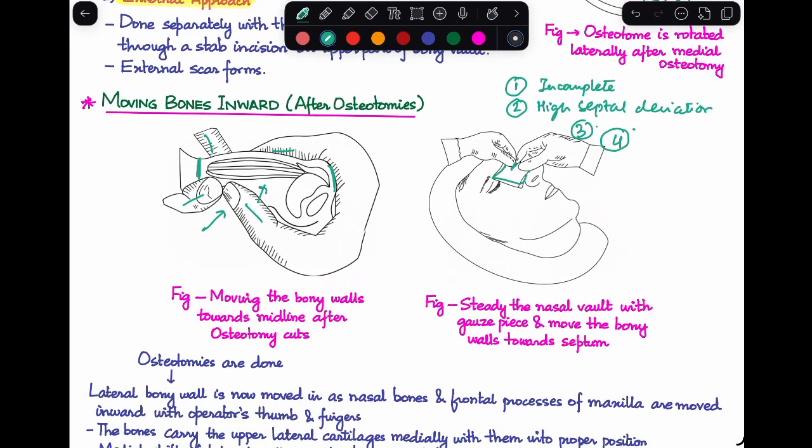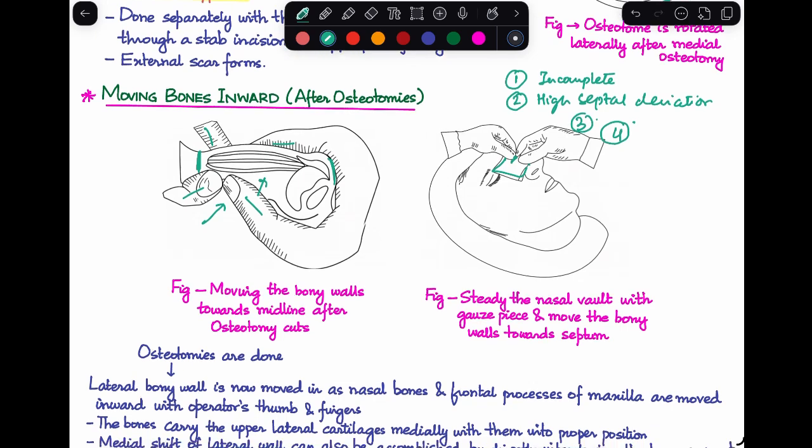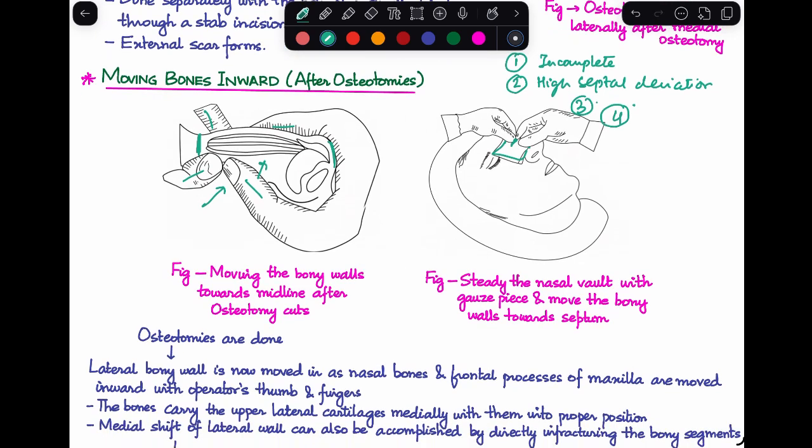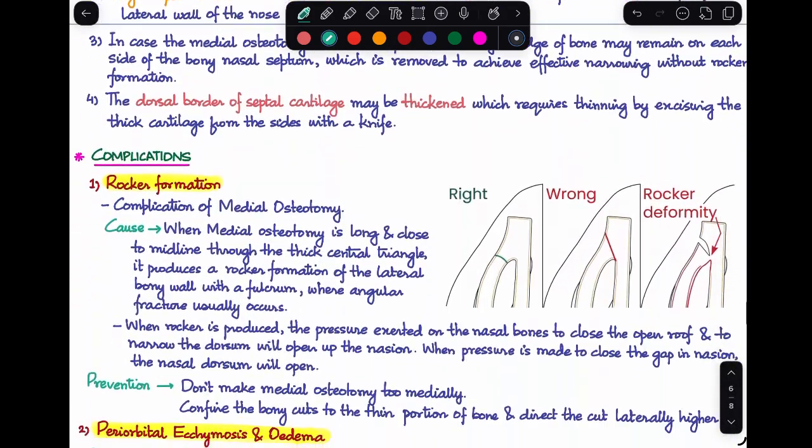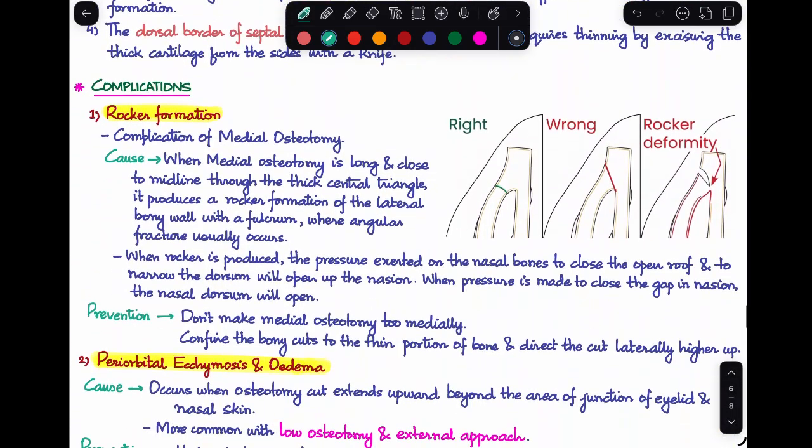So, this is about the whole procedure of osteotomy, and what you do right after osteotomy: we shift the bone inwards and reposition it into its new position. Lastly, we'll talk about some complications that can happen while you perform these osteotomies. The first one I have already mentioned when I was talking about medial osteotomy, and this is known as rocker formation. So, what is rocker formation?